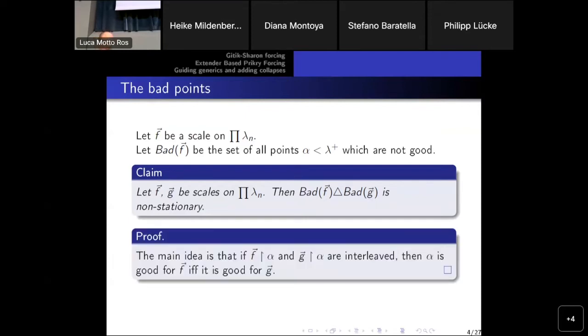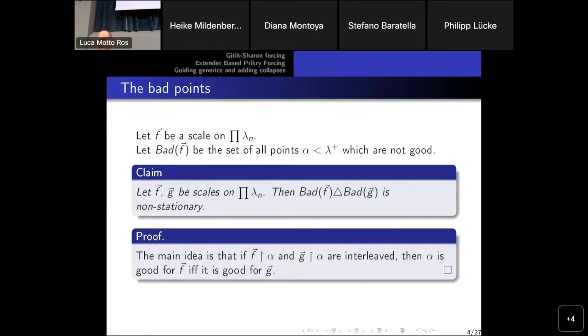This is a very sketchy proof. The idea is that if you have two scales on the same product, then they are interleaved. For each f alpha there is some g beta which is above it, and for each g beta there is some f alpha prime which is above it, and so on.